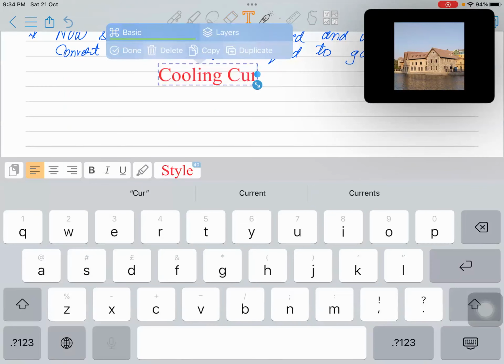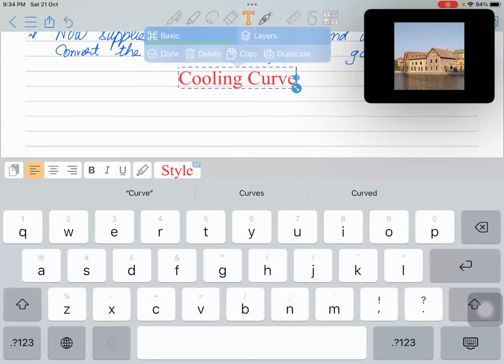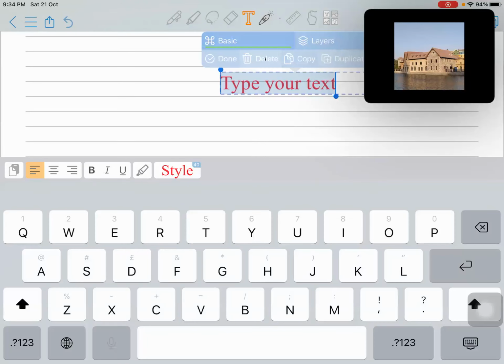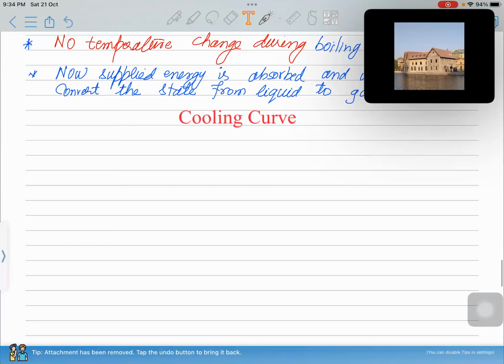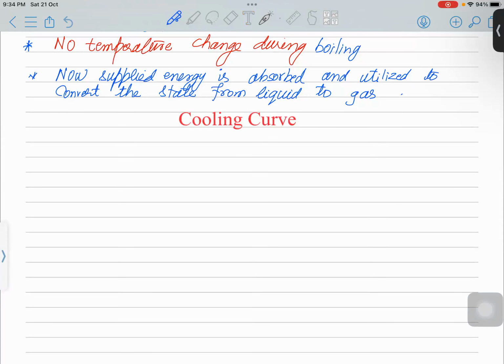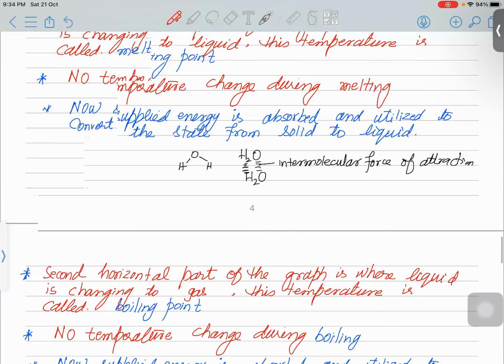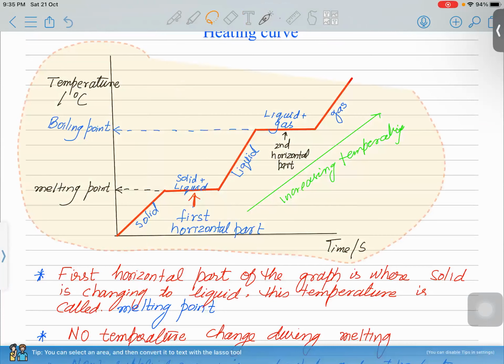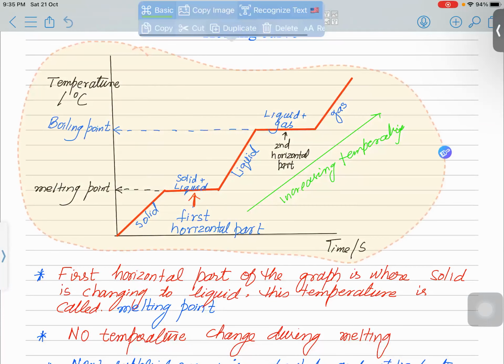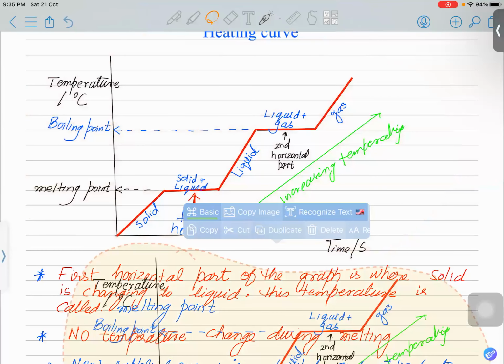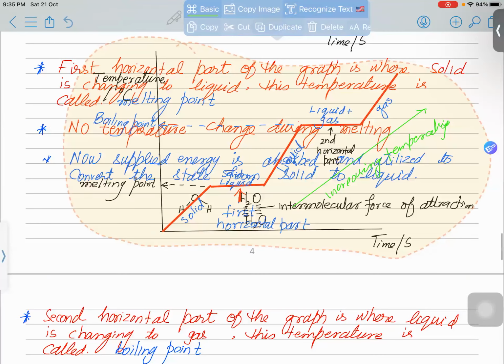Cooling curve. Now, cooling curve. Cooling curve is the same as heating curve. Same graph, same axis. Same graph with few changes.